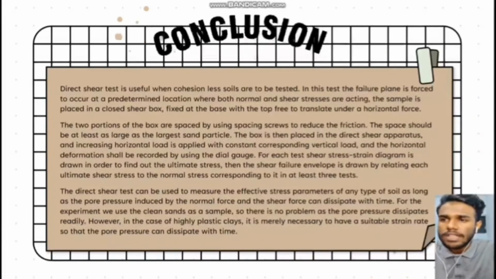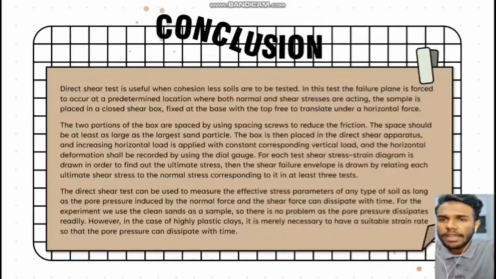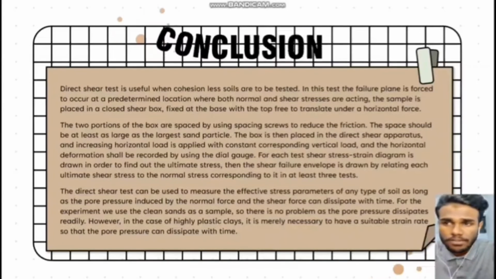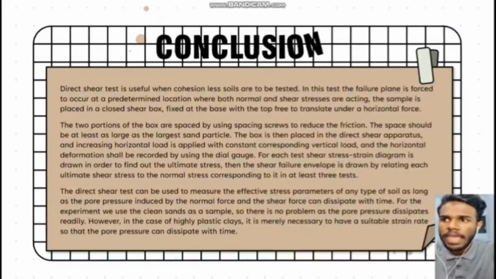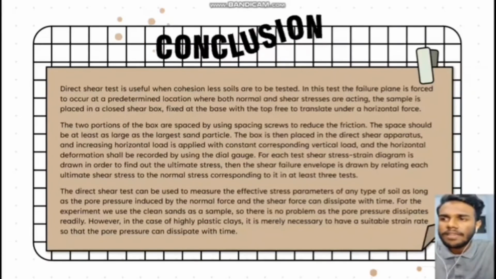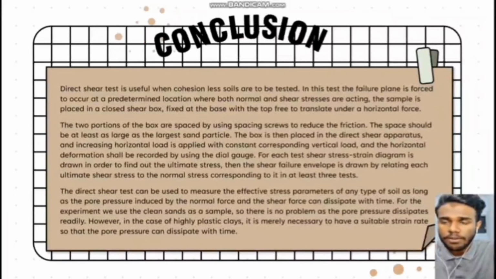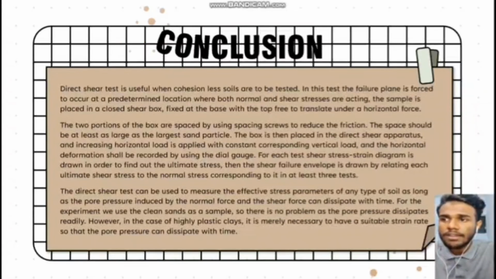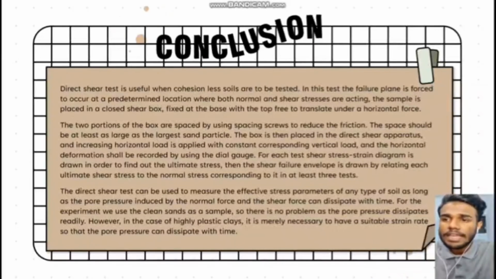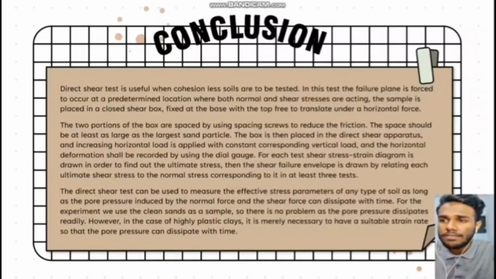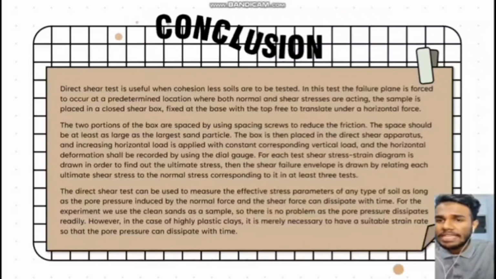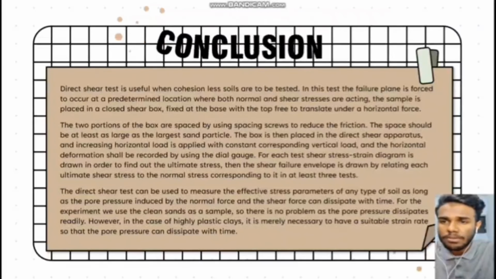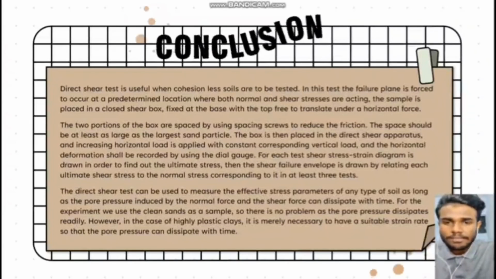The box is then placed in the direct shear apparatus and an increasing horizontal load is applied with the corresponding vertical load, and the horizontal deformation should be recorded by using the dial gauge. For each test, a shear stress-strain diagram is drawn in order to find out the ultimate stress. Then the shear failure envelope is drawn by relating each ultimate shear stress to the normal stress corresponding to it in at least 3 tests.